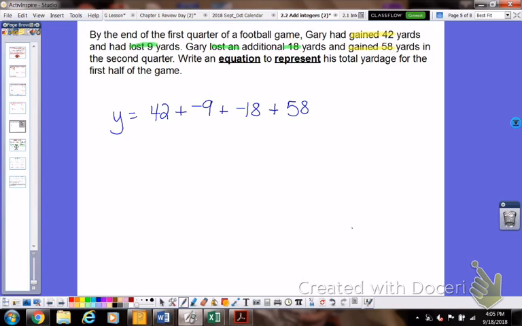Right, that is the end of lesson 2. Tomorrow we will talk about subtracting.